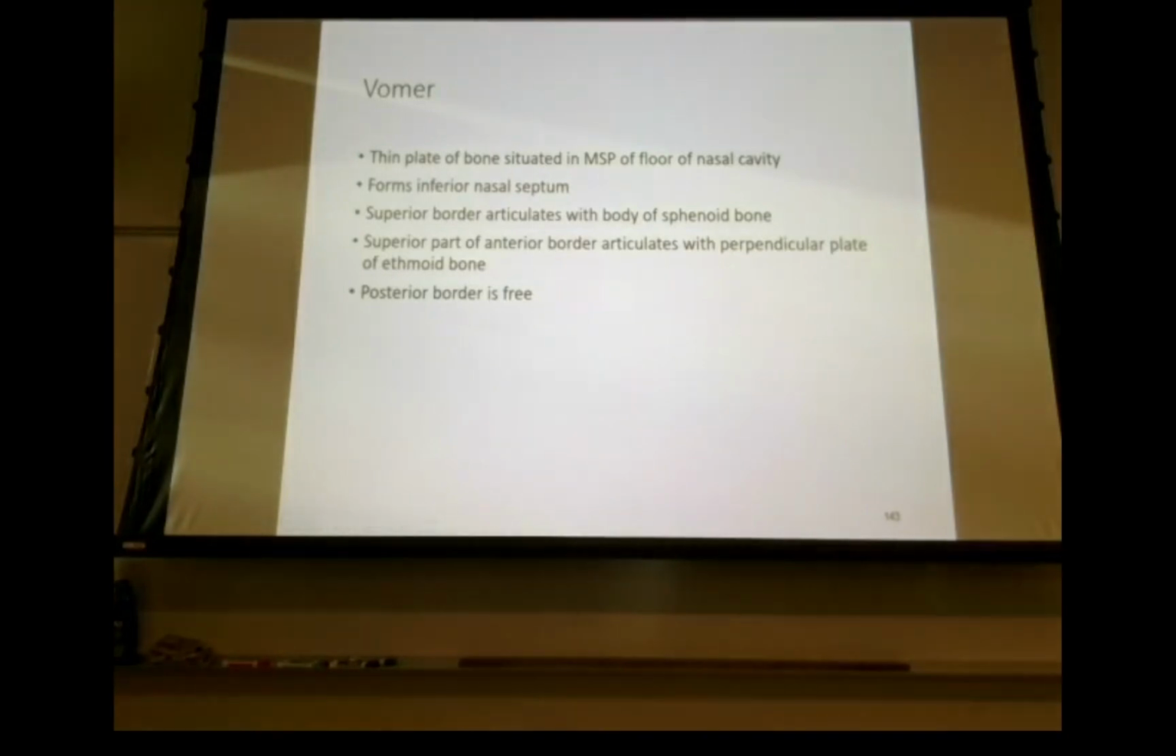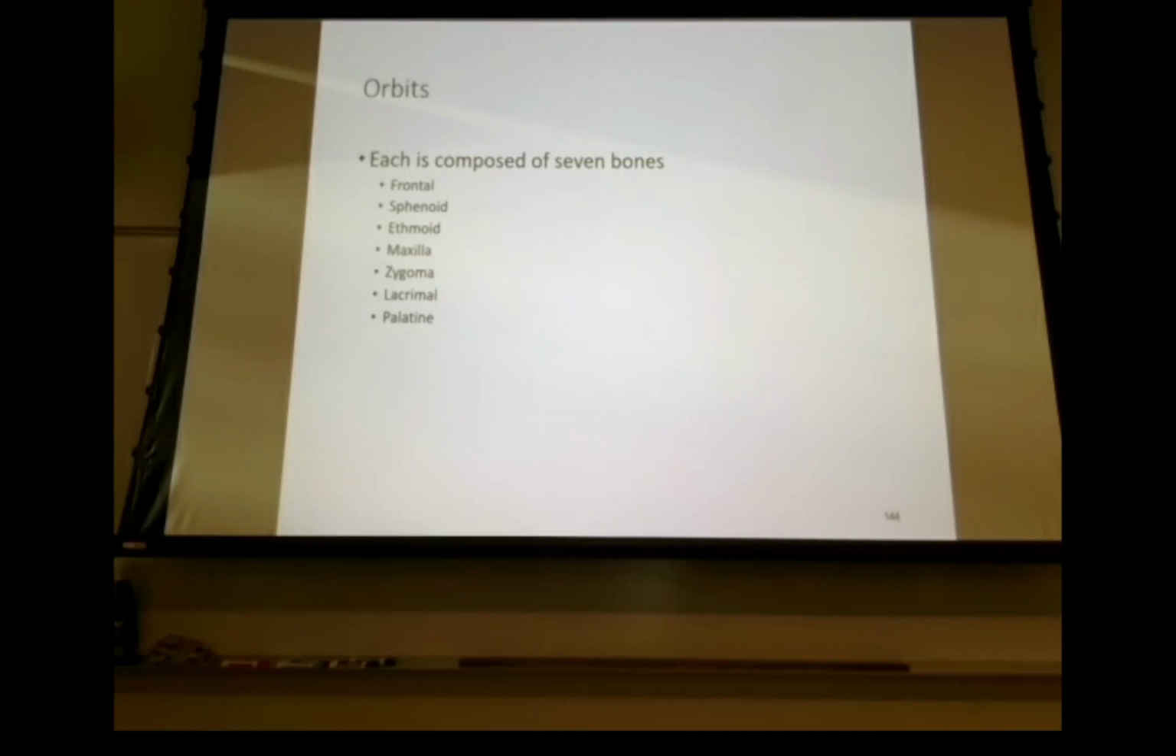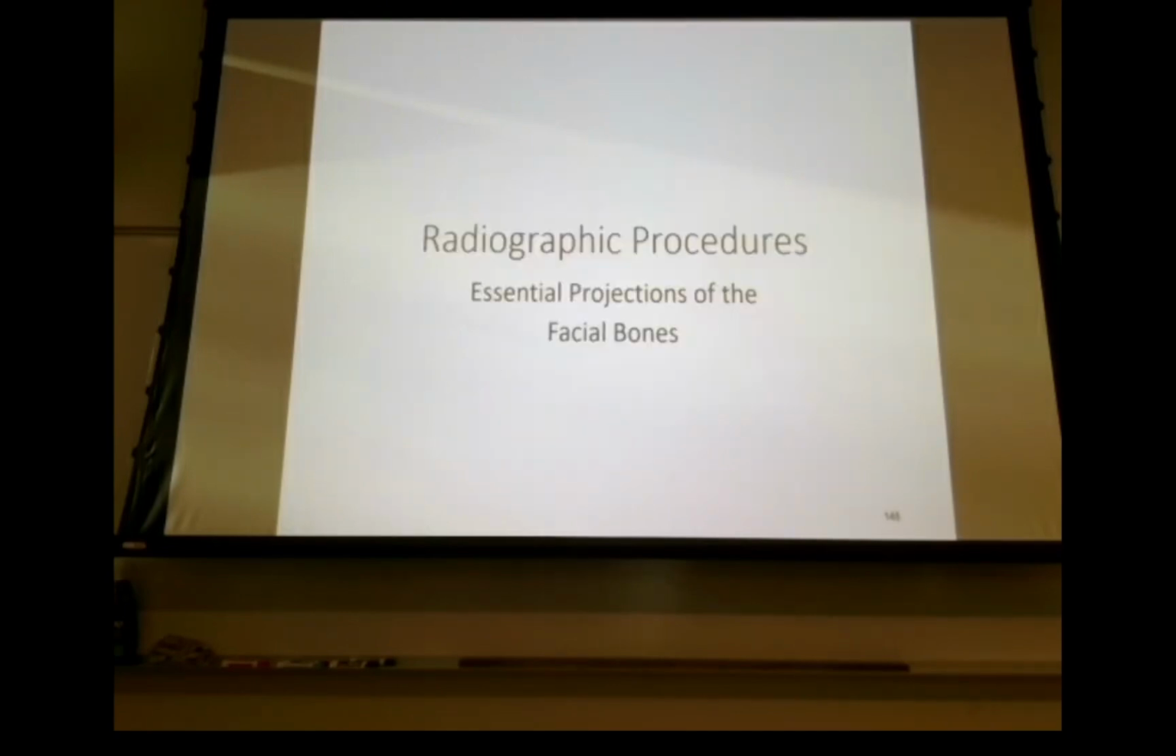So the vomer is at midline, and it is again continuous with the perpendicular plate of the ethmoid bone. You have no articulation on the back side. And then the orbits we're going to talk about in a different portion.